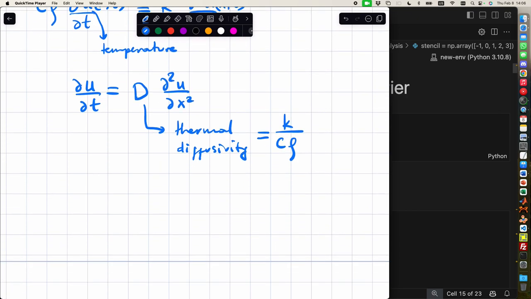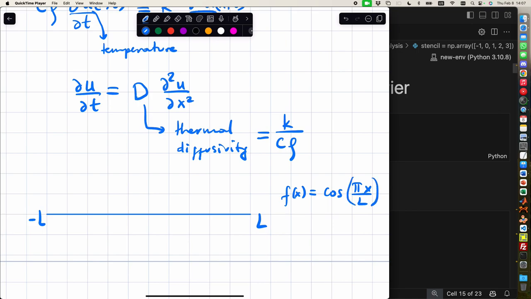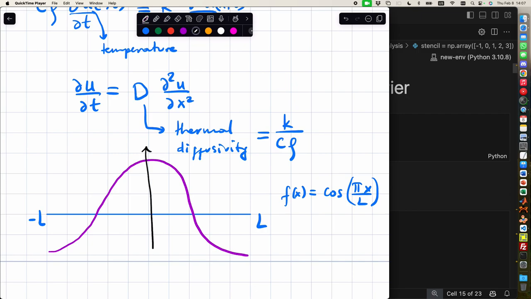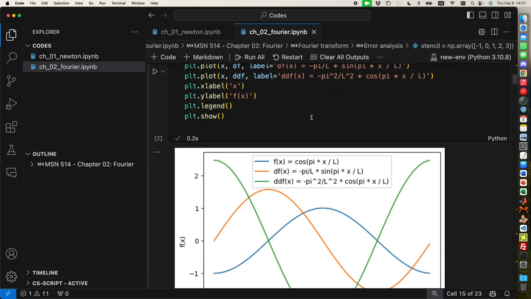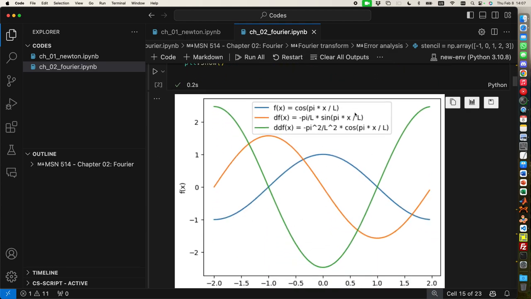Let me show you the system. Let's say we go from minus L to L, and we have a function that is cosine pi x over L. How does it look? Looks something like this, right? Do you agree? It should be inverted. Wait, no. This is fine, right? Very good. So this is just f(x). Well, why am I bothering? I have the plotted version here. f(x) equals cosine pi x over L.